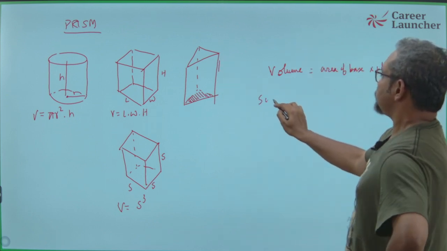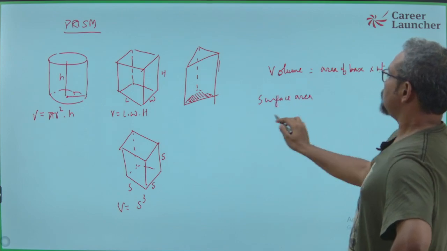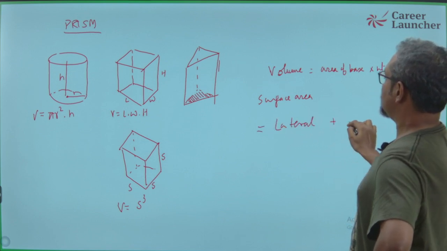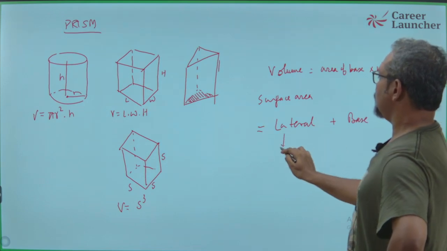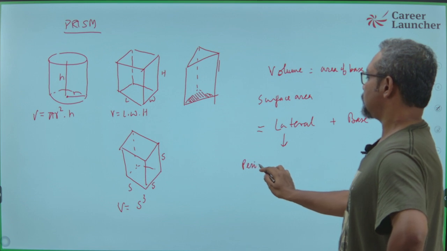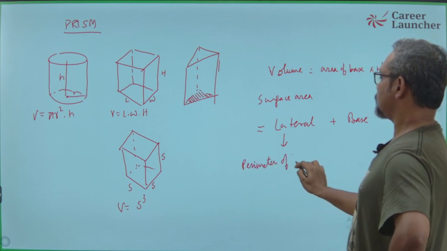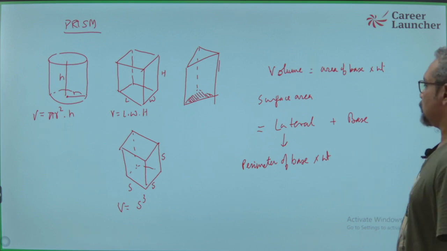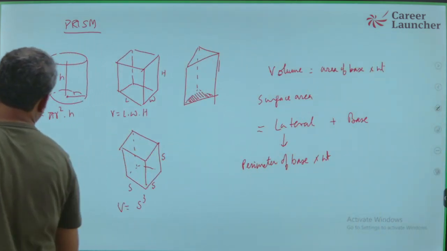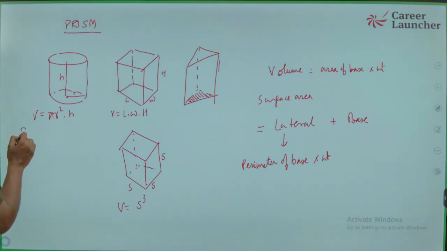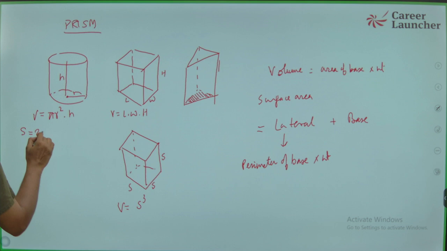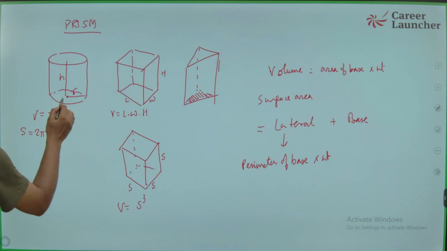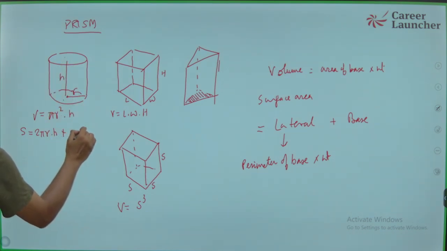Surface area has two components, one is the lateral plus the base. For the lateral we do perimeter of the base times the height. So, for the case of the cylinder, the surface area S would be perimeter of the circle 2 pi r, so this is r, times height plus the base, there are two bases, so 2 pi r squared.